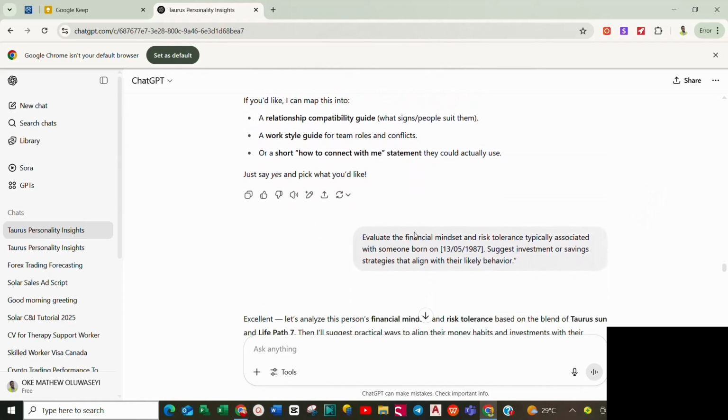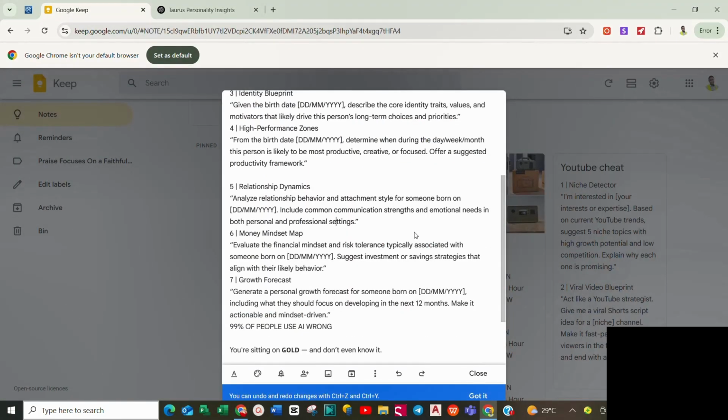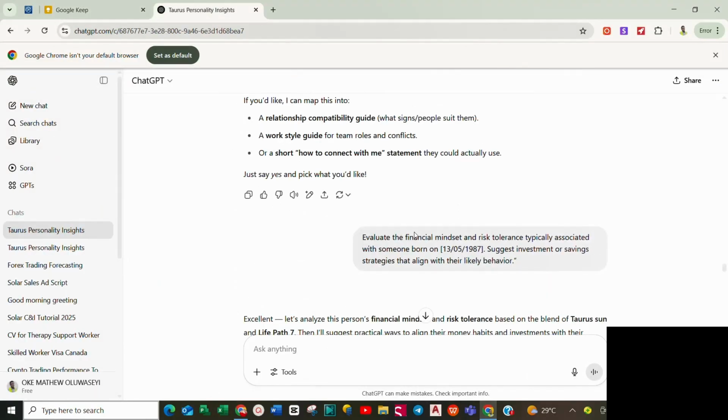Then let's go to the next prompt, after the relationship dynamic: the money mindset map. So he said we've copied this, and that is the next we are checking, which is number 6. And he said this is the prompt that I put in. Don't worry, all the prompts will be copied and pasted in.